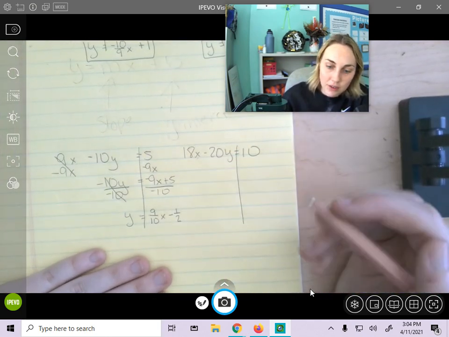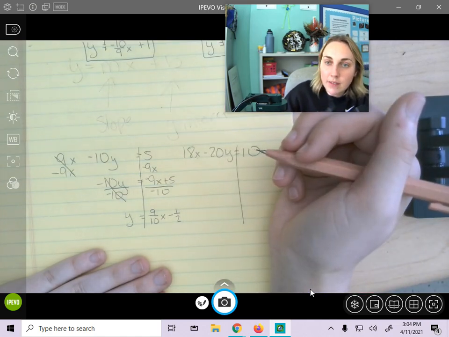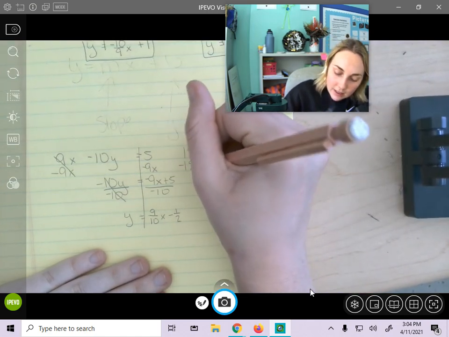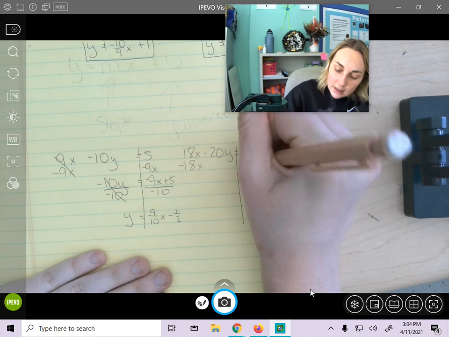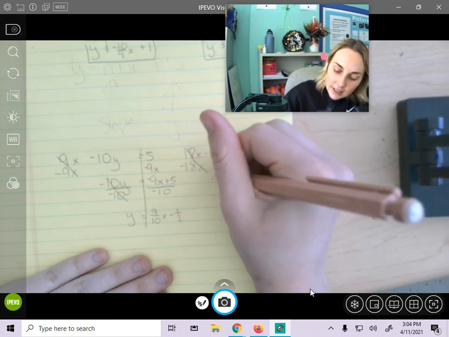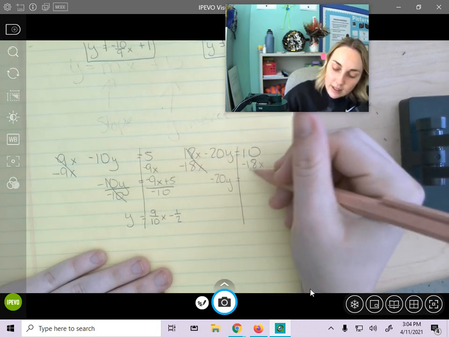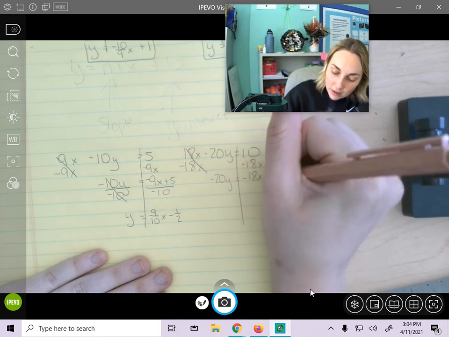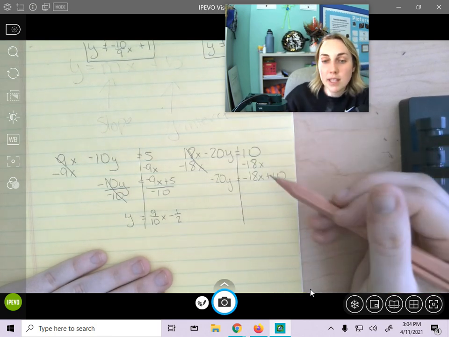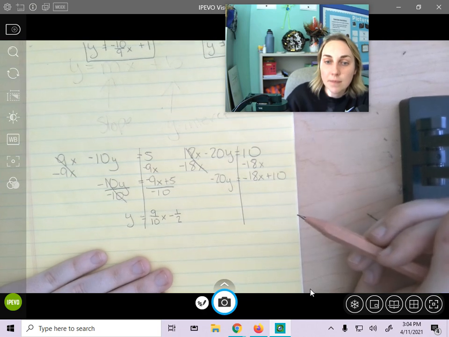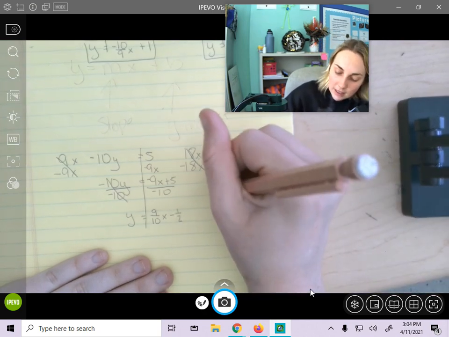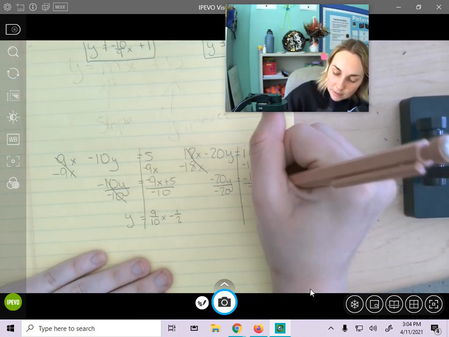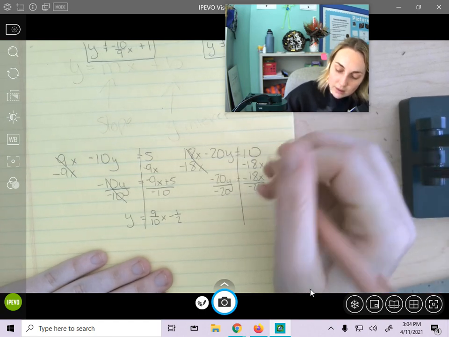I need to get rid of this first. So the opposite of a positive 18 is going to be a negative 18. I've got to do that on both sides. I'll bring down this negative 20y. These are not like terms, so I've got to write the whole thing out. And I'll put the x first because it's going to save me time. Then, to get y by itself, I'm going to divide everything by negative 20.